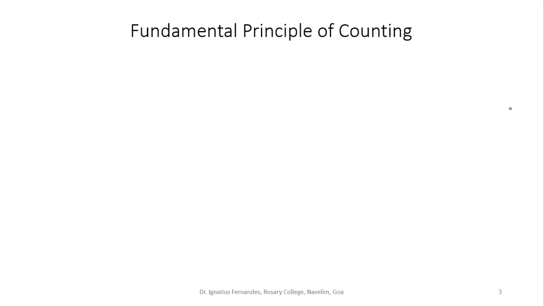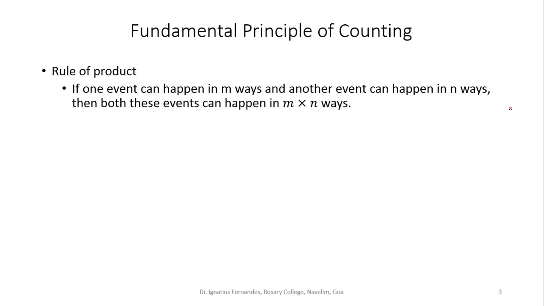Now, the definition of permutation and combinations will depend on simple principles, the fundamental principle of counting. And there are two simple principles. One we say is the rule of product. What it says is, if one event can happen in m ways and another event can happen in n ways, then both these events can happen in m into n ways. If one event can happen in m ways, another event can happen in n ways, both these events can simultaneously happen in m into n ways. This we say is the rule of product.